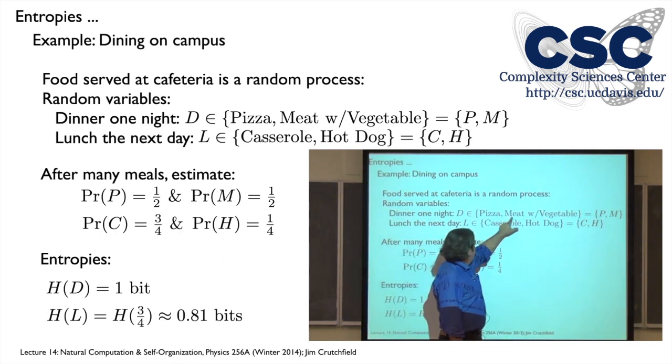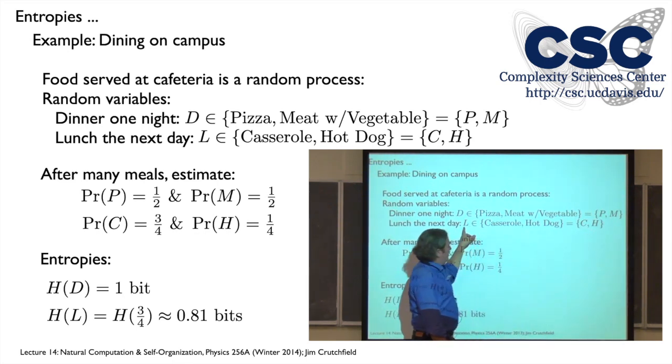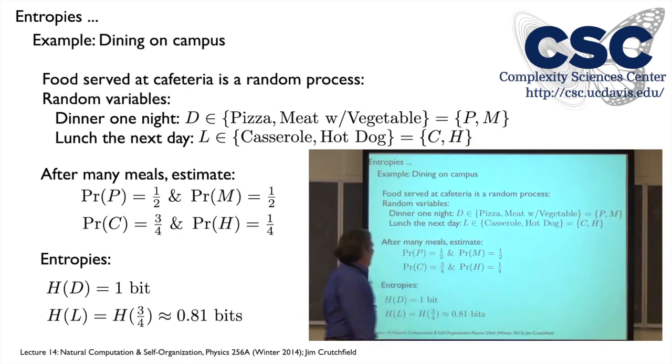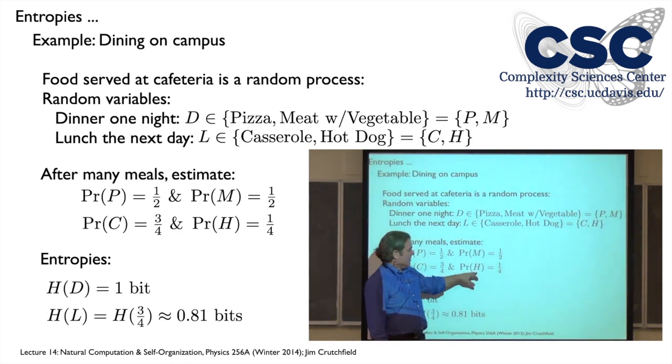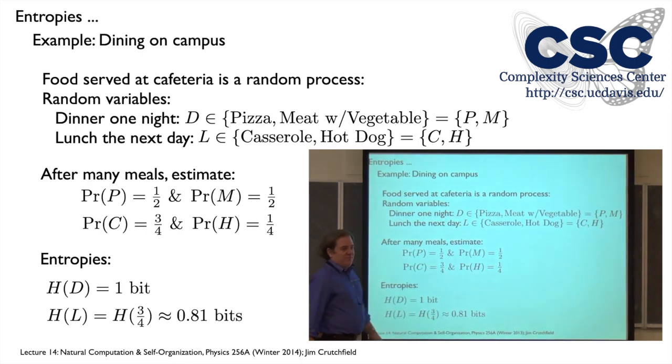And in this dorm, there are only two choices. You either get pizza or meat with vegetable for dinner. I'll denote those events P and M. The lunch the next day is either casserole or a hot dog, C and H. Okay, so the quarter wears on, and you get a pretty good estimate of how often you get pizza, how often you get meat with vegetable, how often you have casserole or a hot dog for lunch. And here are some example numbers from one cafeteria on campus who will go unnamed.